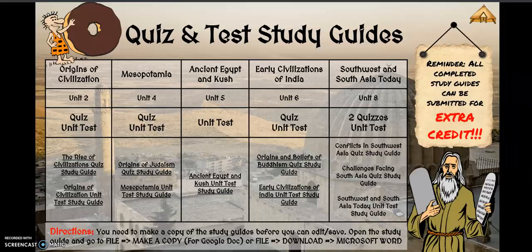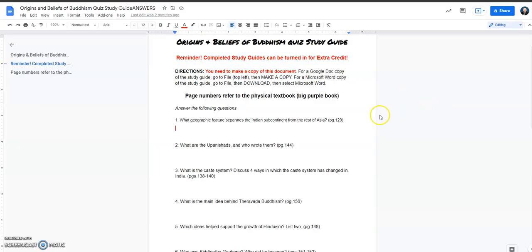All right, so the study guide has 10 questions. Let's get to it. It shouldn't be a very long video. Question number 1, what geographic feature separates the Indian subcontinent from the rest of Asia? A subcontinent is a landmass that sticks out into the ocean, kind of separate from the larger landmass. So India is connected to Asia, it's part of Asia, but the vast majority of India sticks out into the ocean, so that is the subcontinent.